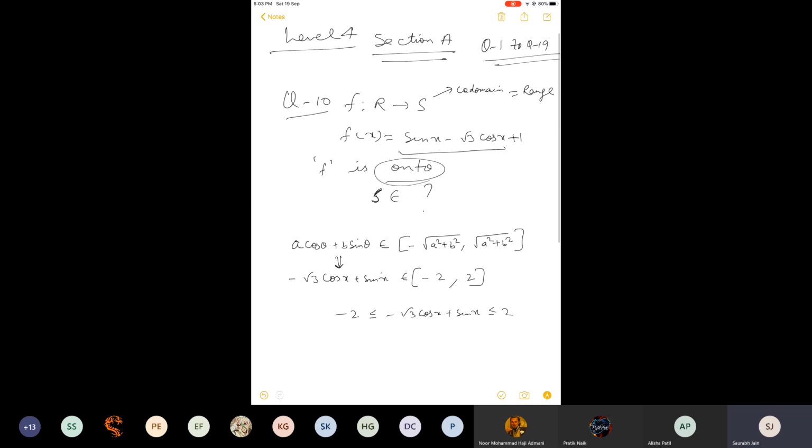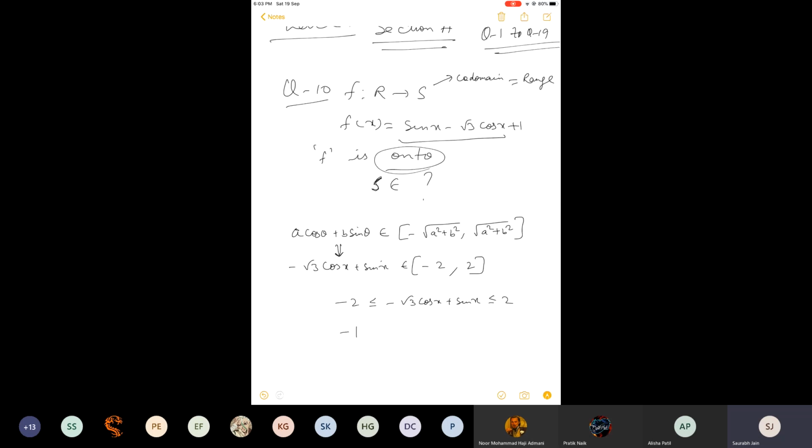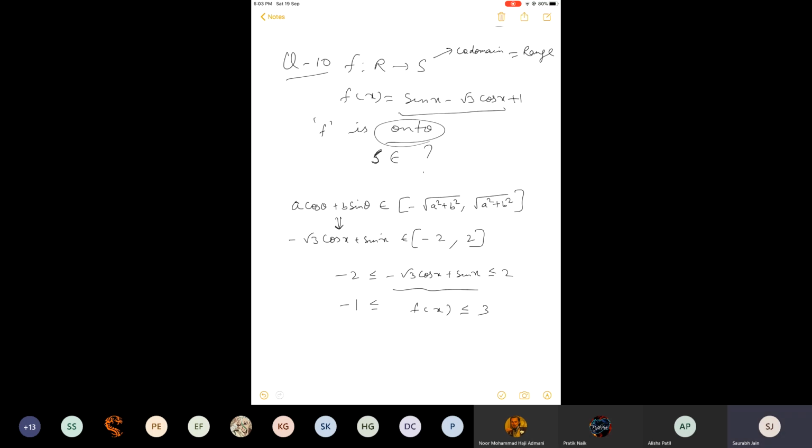Add 1 to each, you will get the range. So this will be minus 1. When you add 1 here, it will become f(x). And when you add 1 to the right hand side, rightmost side, it will be 3. Because of that, the range of f(x) is minus 1 to 3, and that is S only. Why? Because the function is onto, so codomain and range both must be equal. So D will be the answer.